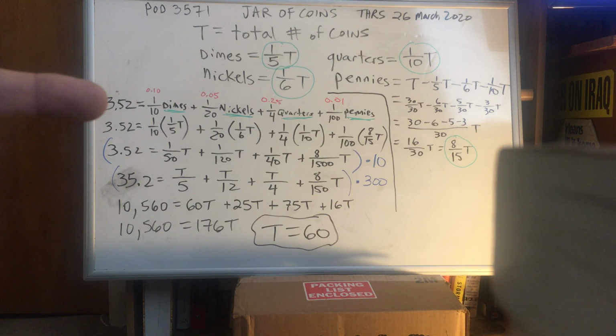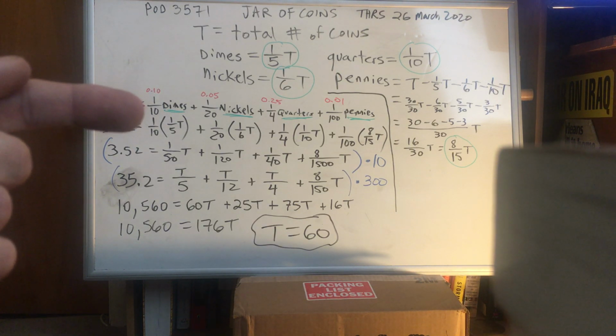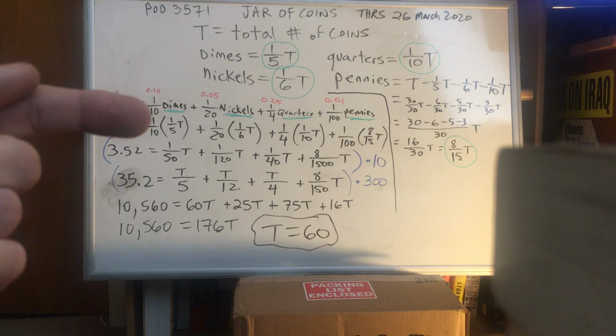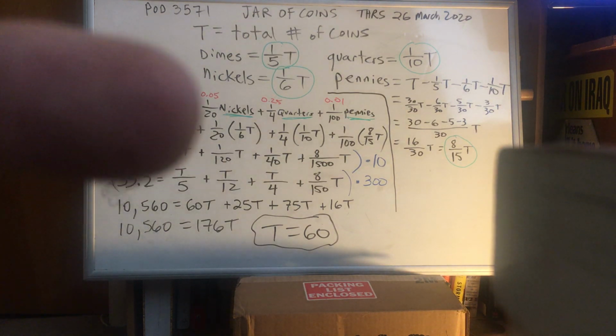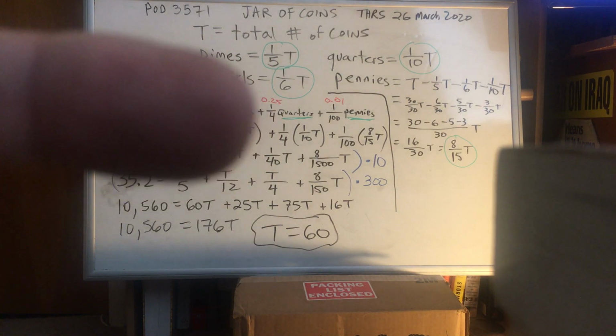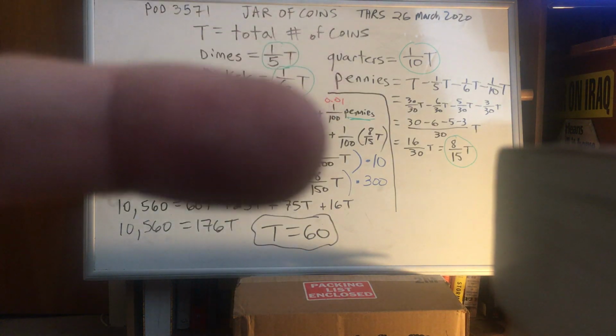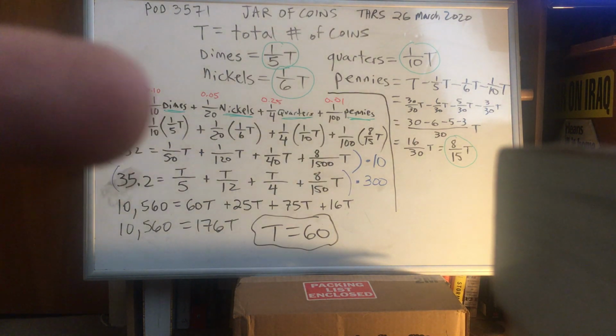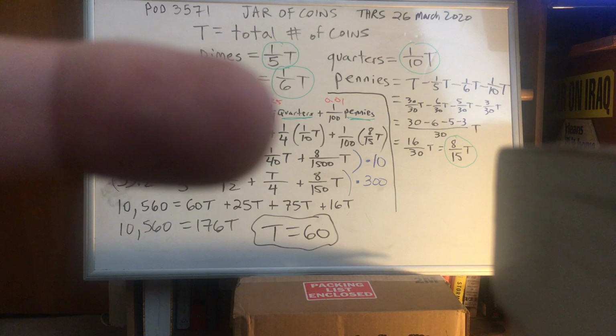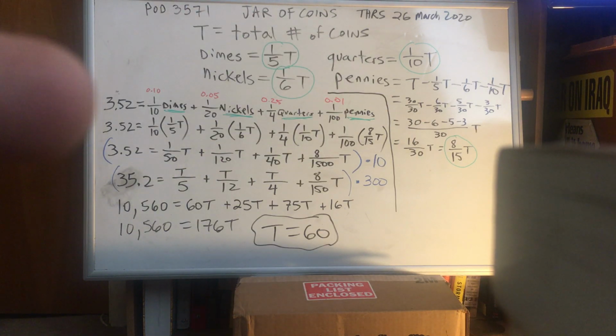So $3.52. So that's 10 cents per dime, which would be 0.10. I'm using fractions here. You guys know how I feel about fractions. Okay? You need to learn how to work with them. It's a lot better in the long run. Okay, and then nickels, 1/20, because that's the same as 0.05. Quarters, 1/4, because that's the same thing as 0.25. And then pennies, 1/100, because that's the same as 0.01. So you multiply the value to the number of coins, and then you add them up, and we should get 352.